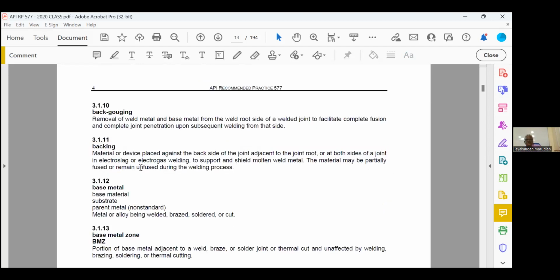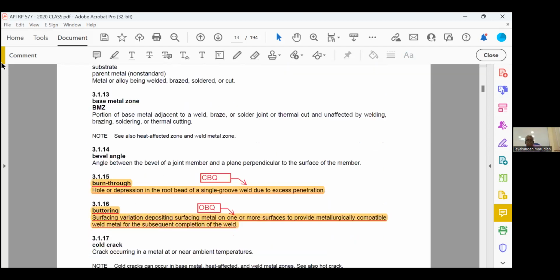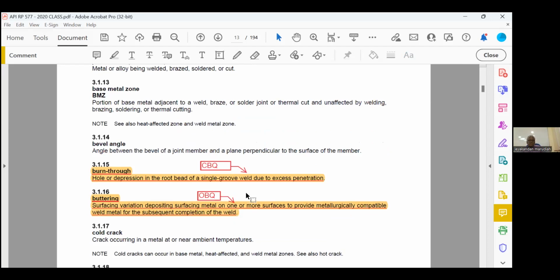Then please go to the next page, page number 4. Burn through. Hole or depression in the root bead of a single groove weld due to excessive penetration. That is closed book.